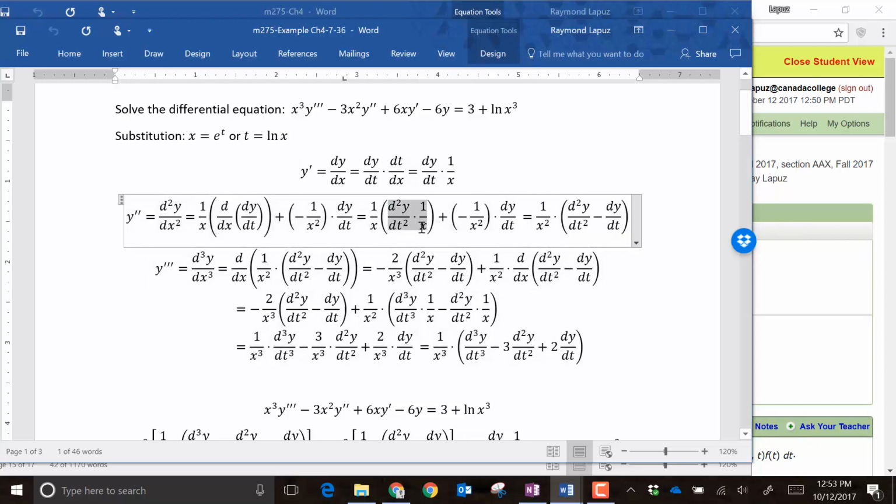It comes up over here where we take the derivative of dy/dt. The derivative of dy/dt is the second derivative of y with respect to t, and then we need to take the derivative of t with respect to x, which is a dt/dx.